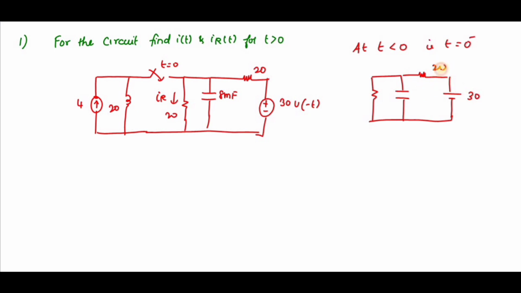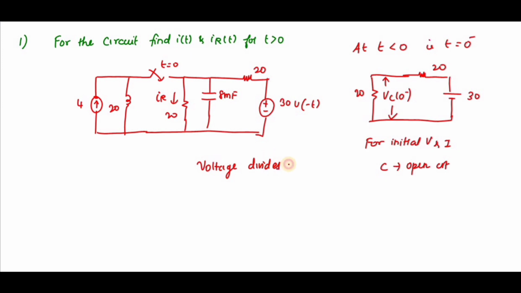So when u(-t) is considered for t less than 0, it will be 1. So this is how the circuit is. Since I have a capacitor, I should open circuit it. Then I have these two resistors, 20 and 20 ohm, in series, so I can add the values and I will get 40.